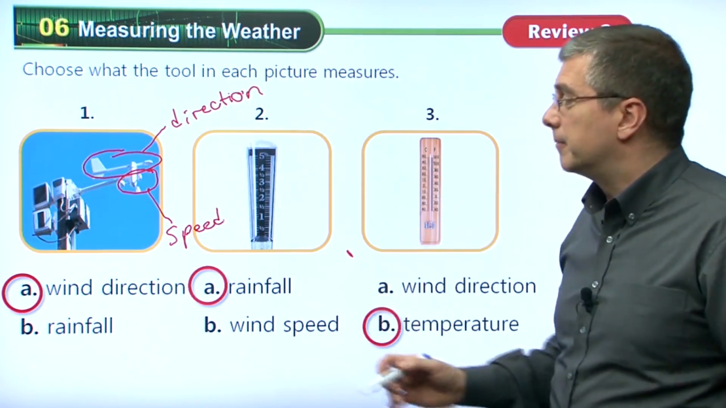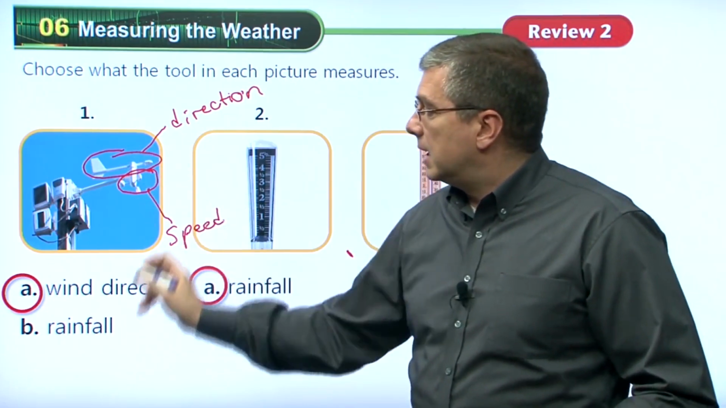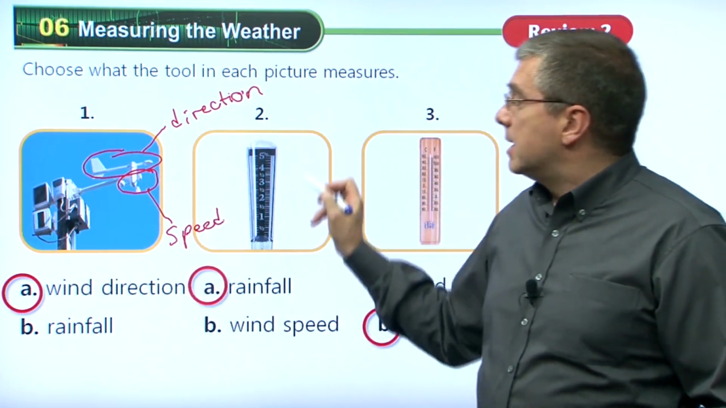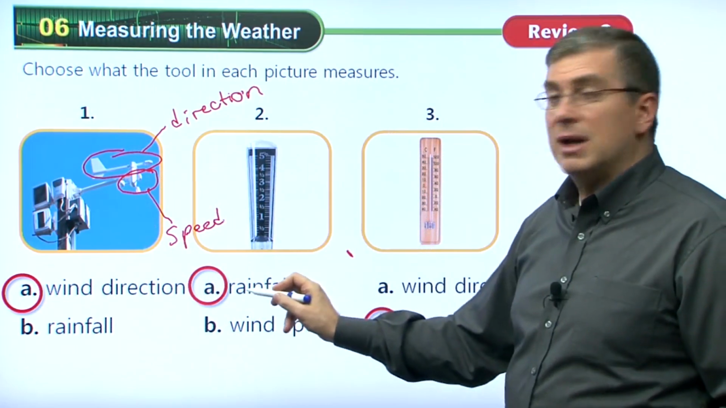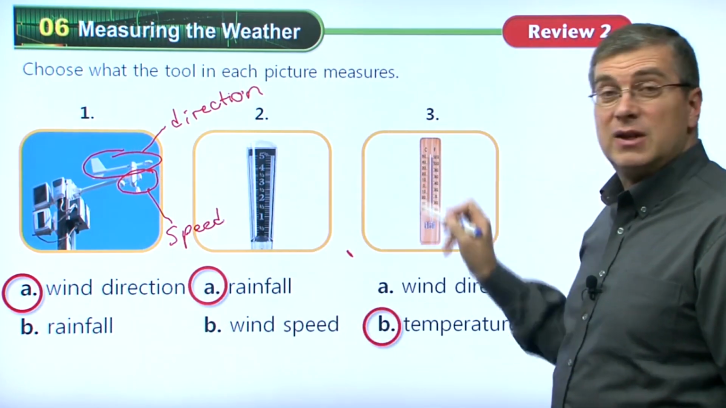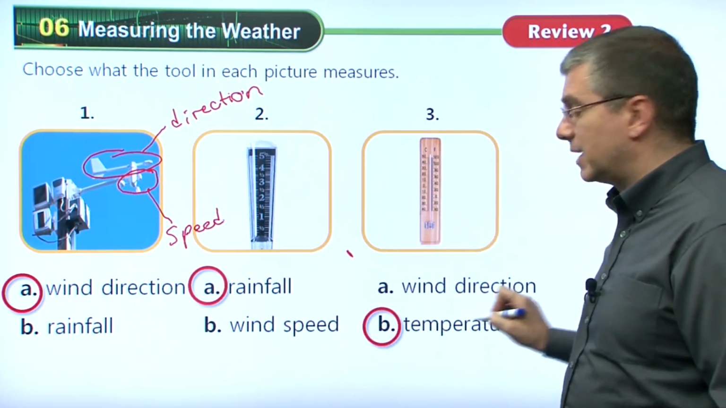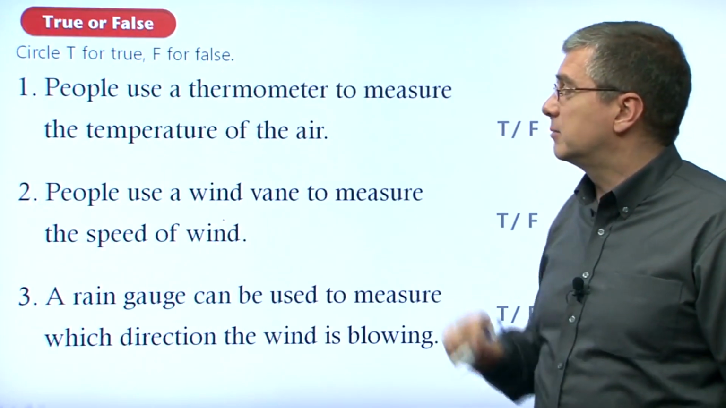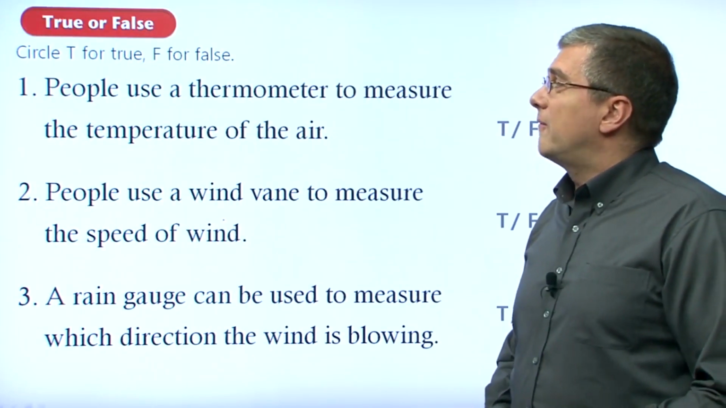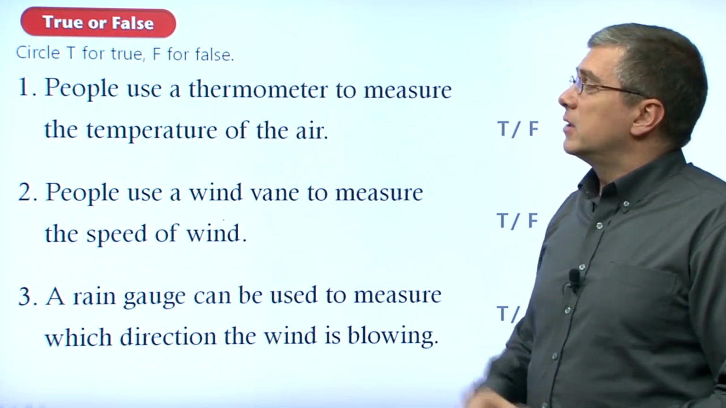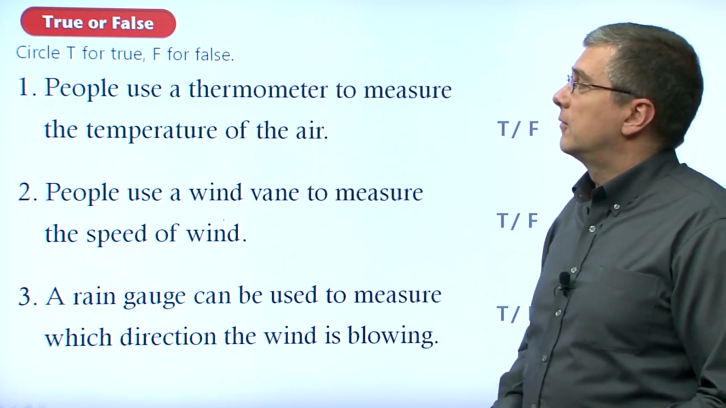Thermometer. So let's review. This is a wind vane. It measures wind direction. This is a rain gauge. It measures rainfall. This is a thermometer. It measures temperature. Okay, let's move on to our true-false questions. So, circle T for true, F for false.